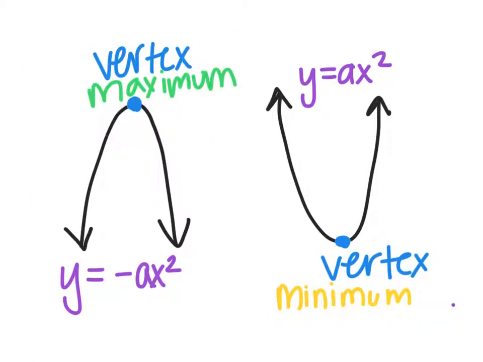So it's important also to recall that depending on which direction the parabola opens determines if the vertex is a maximum or if the vertex is a minimum. So if a parabola opens down, which means that there's a negative ax squared, then the parabola is going to have a maximum value. If the parabola opens up, which means there's a positive a in front of x squared, then it's going to have a minimum value.